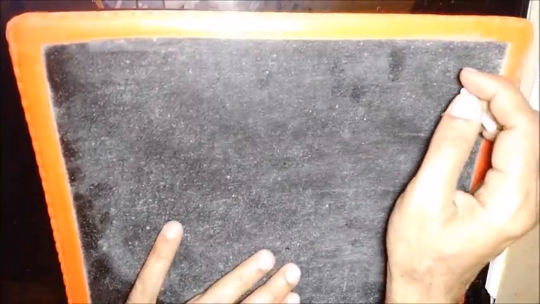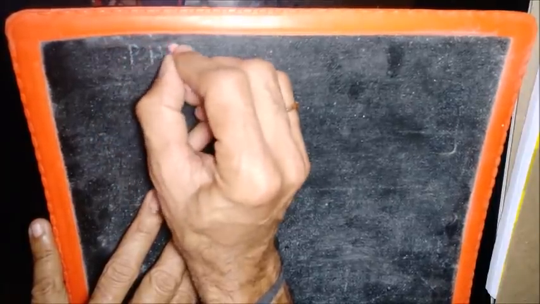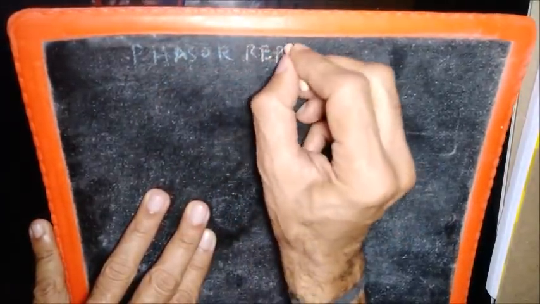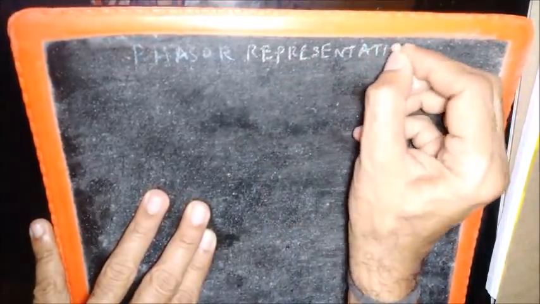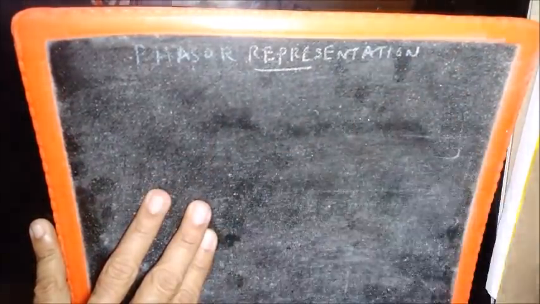So now, before we solve a few numerical problems, there is something a little bit more to be discussed about the input impedance, and that is the so-called phasor representation. Phasor representation of the input impedance or the line impedance.